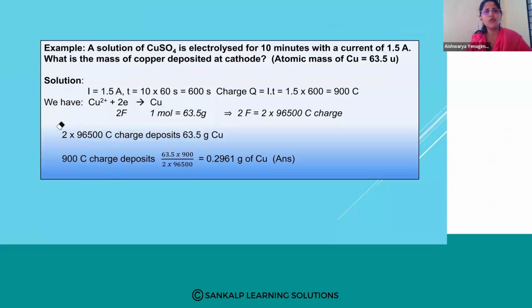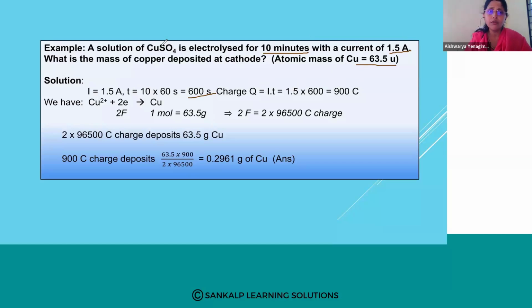So a solution of CuSO4 is electrolyzed for 10 minutes. They have given the time as 10 minutes with a current of 1.5 ampere. What is the mass of copper deposited at cathode? Atomic mass of copper is given as 63.5. So what is I? I is 1.5 ampere. T is 10 minutes, which has to be converted into seconds. Correct? 600. So charge is I into T. You will get so much.